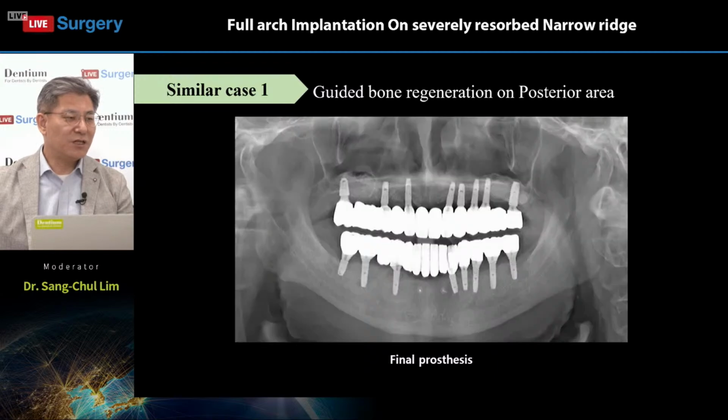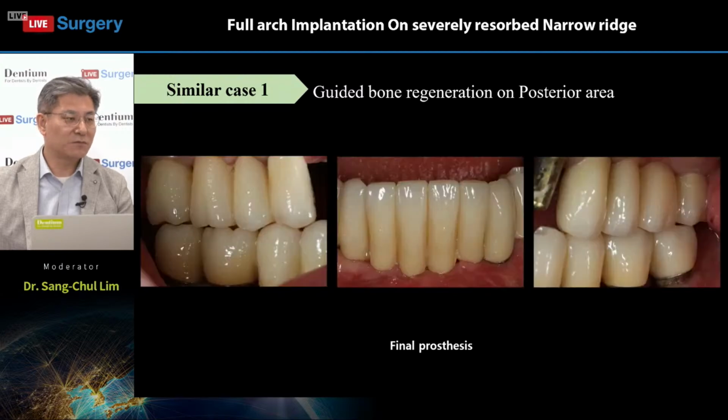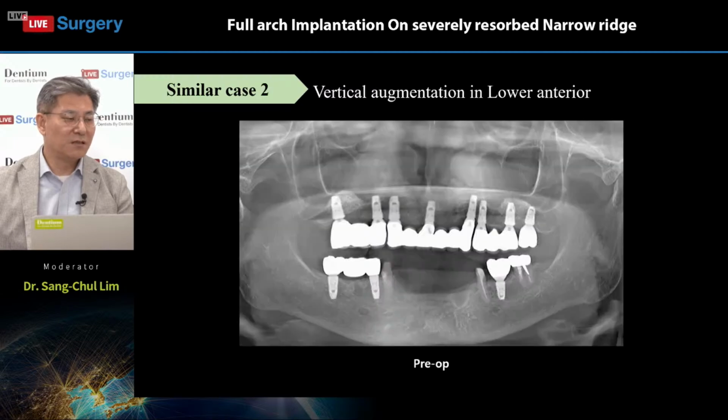Provisional restoration here and final restoration here. Even though it was just a small bone volume, the patient got a full arch fixed prosthesis supported by implant fixtures. Very lucky for the patient, actually. So this one is the final prosthesis.